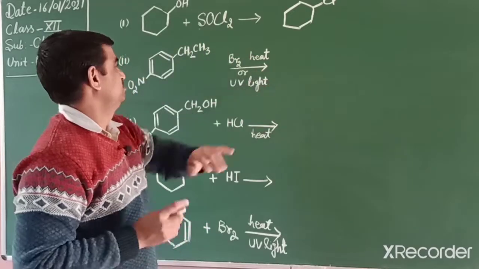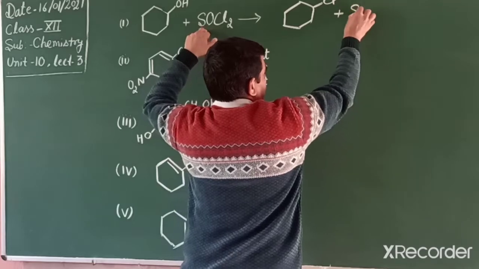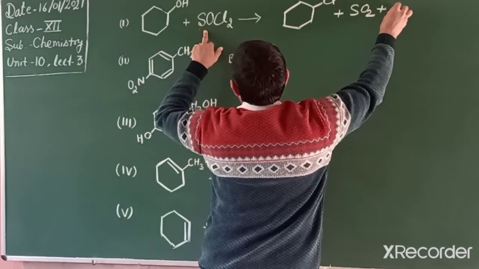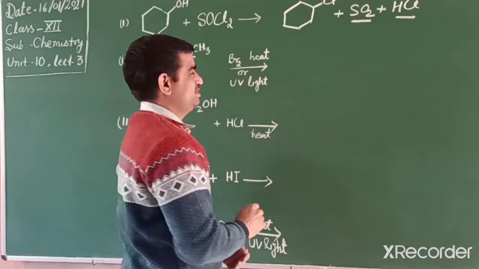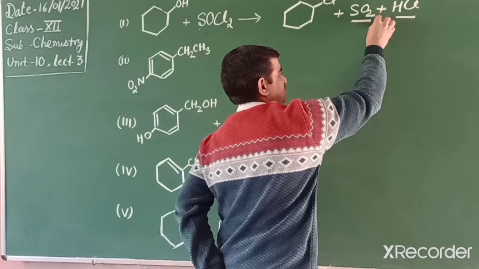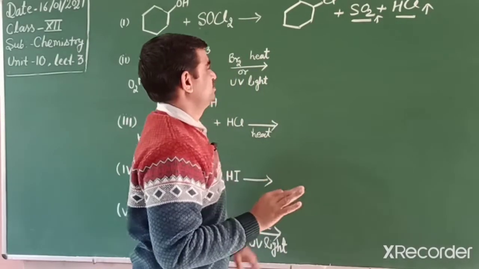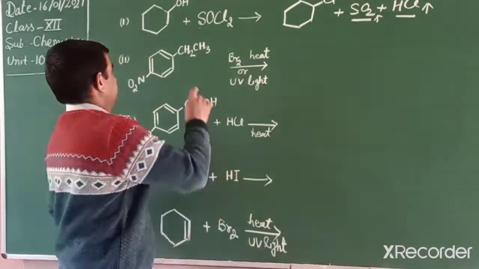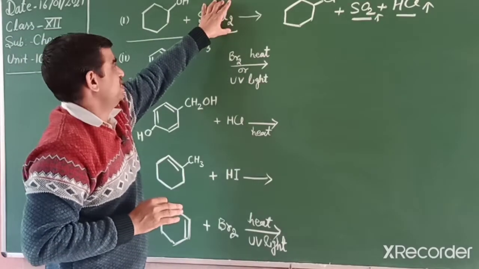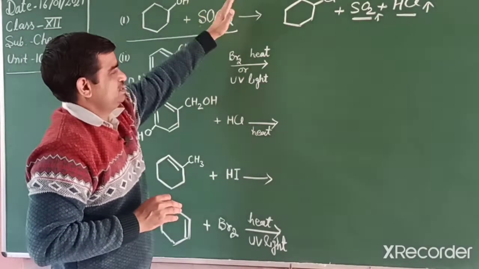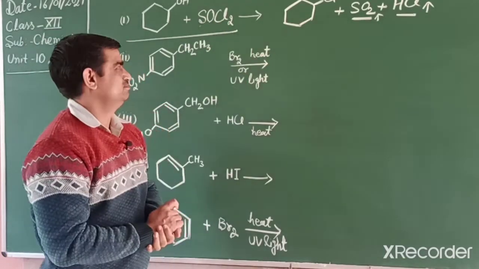Other minor products you can also write: SO2 and HCl. Both these products are in gaseous state, so we get a pure product in this reaction. So in the first reaction, you easily understand the concept: with thionyl chloride, we remove OH and we get only the corresponding haloalkane.